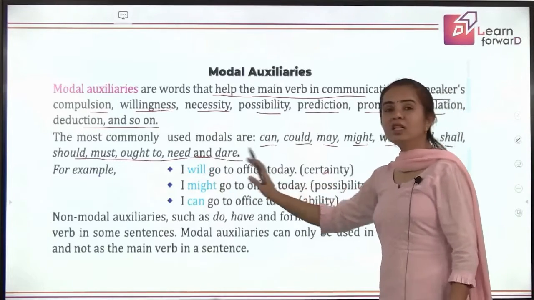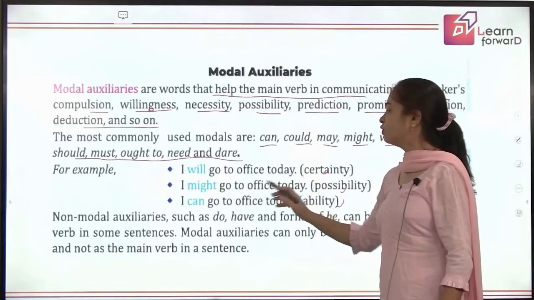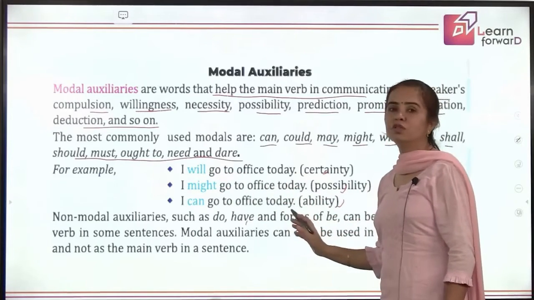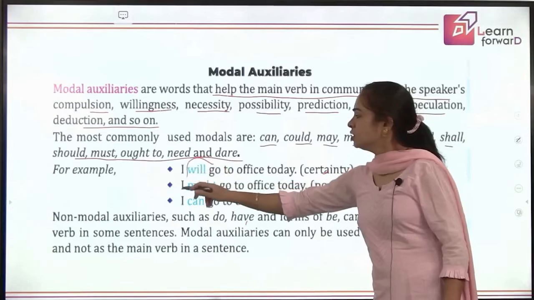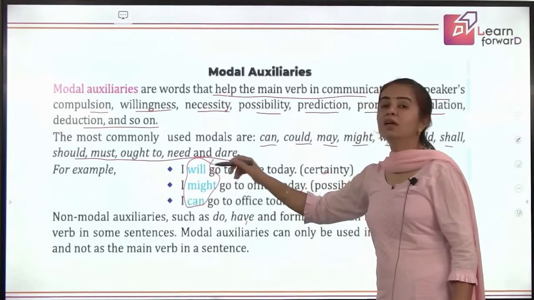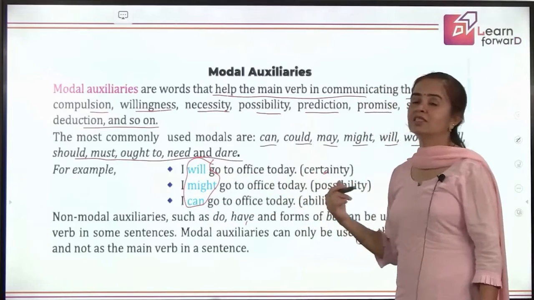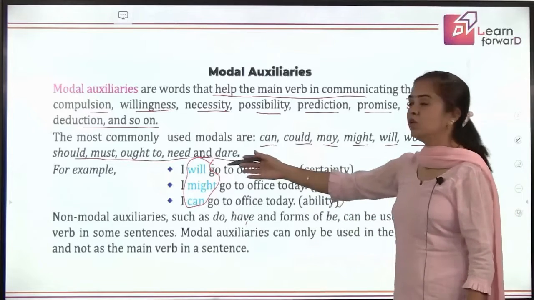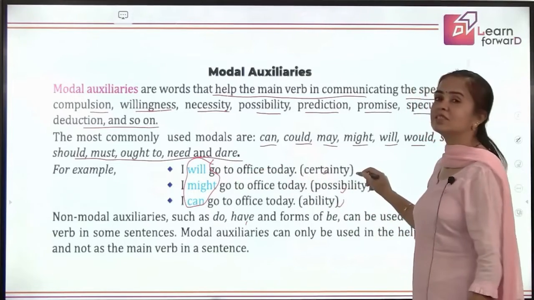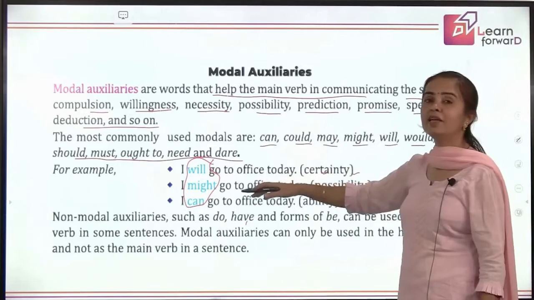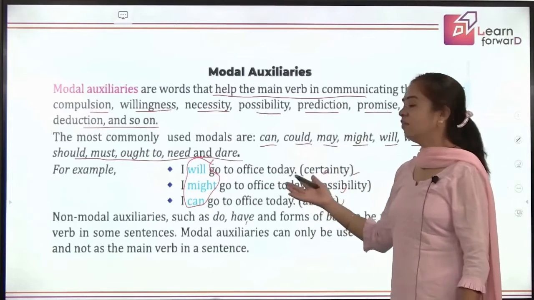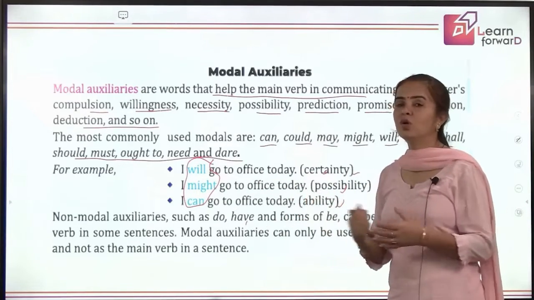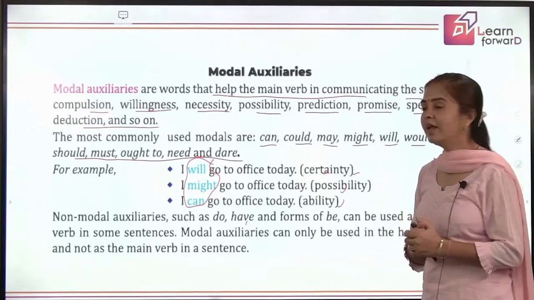So see, the sentence is same. I go to office today, go to office today, go to office today. But with the change in this modal auxiliary, the mood of the speaker gets notified here. When you use will, it shows you are certain about it. When you say might, means possibility is there. And when you say can, that means you are talking about your ability, right?